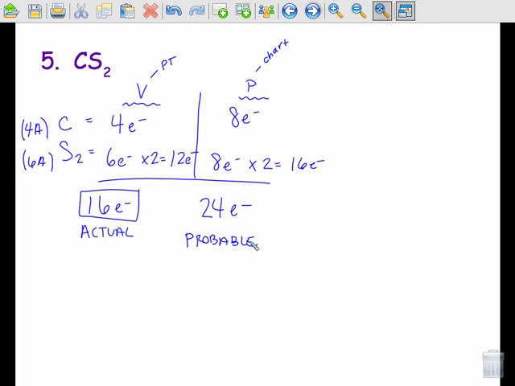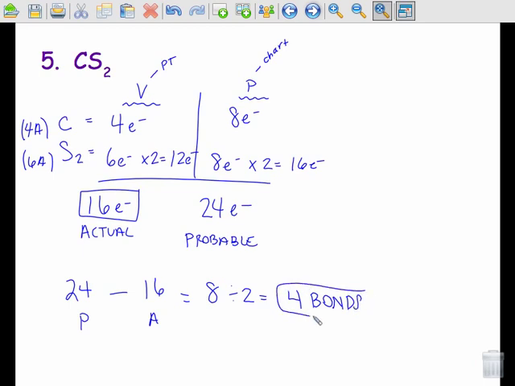To use math to figure out the number of bonds, I take probable minus actual, and that's going to give me 8. Divide that by 2 to figure out that I should be showing 4 bonds in my structure. Out of carbon and sulfur, carbon is obviously going to be in the middle.